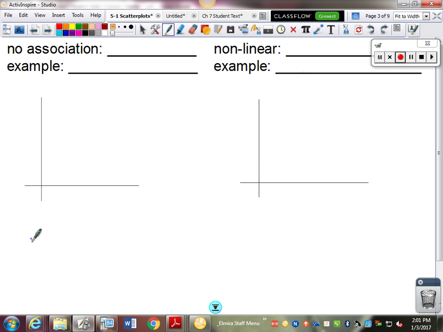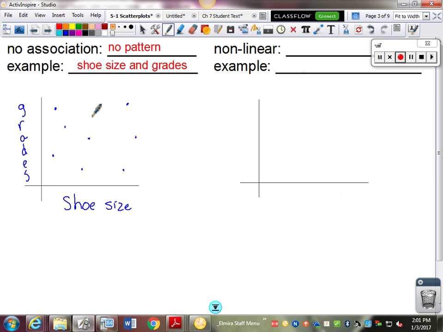All right, no association. Some things don't have anything to do with each other, okay? So that would mean there's no pattern to the dots at all. An example of that would be like shoe size and grades. It's not like they have anything to do with one another. So a graph would just look like dots kind of scattered all over the place. They don't go up, they don't go down, they don't go in any pattern at all.